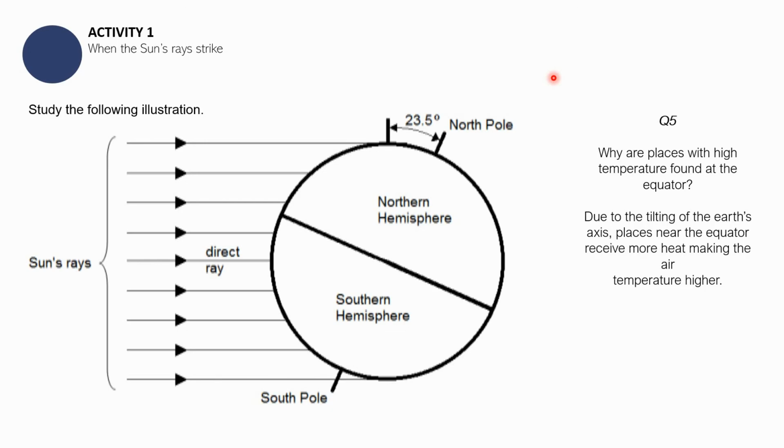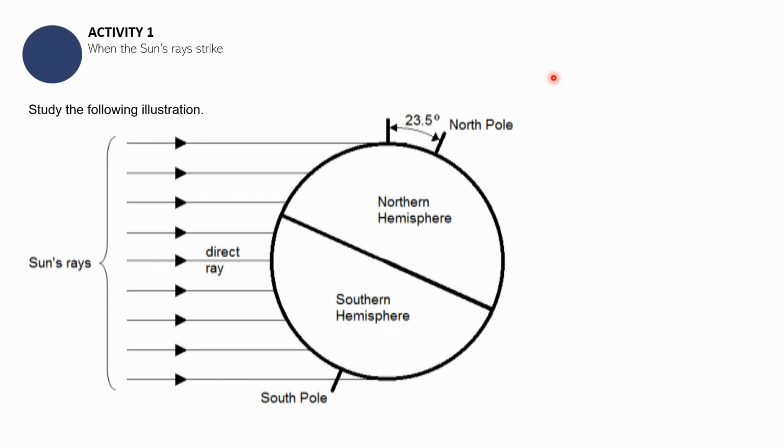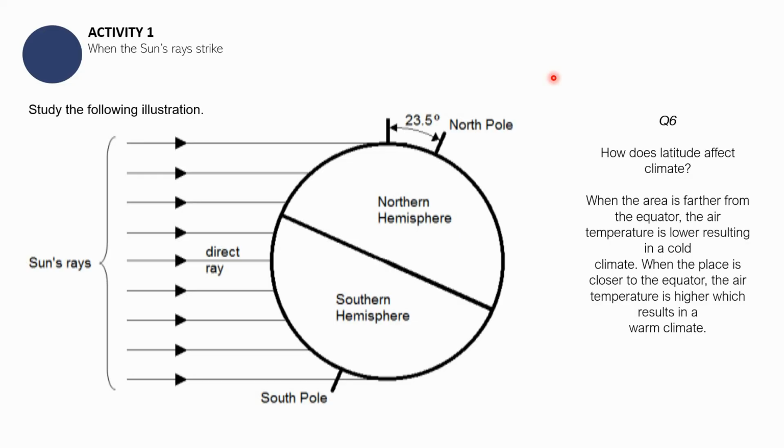Okay. And then the answer to question number 6, which is the last question for this activity. So it states that when the area is farther from the equator, kapag mas malayo yung area sa equator, the air temperature is lower, resulting in a cold climate. So mas lumalamig. Pero kapag halimbawa yung place naman is closer to the equator, the air temperature is higher, which results in a warm climate. So in the Philippines, malapit tayo sa equator, diba? Kaya tayo, mainit yung panahon natin.